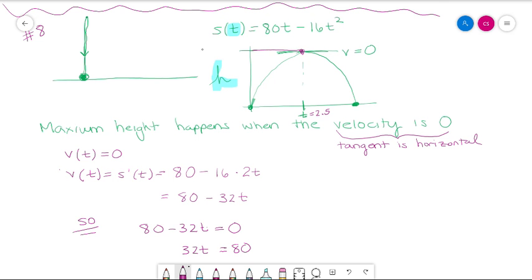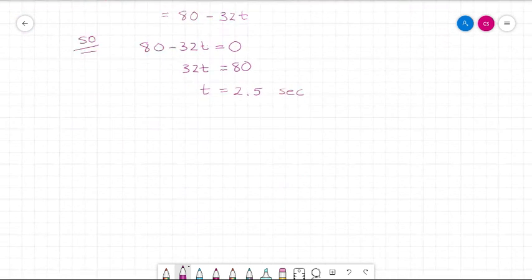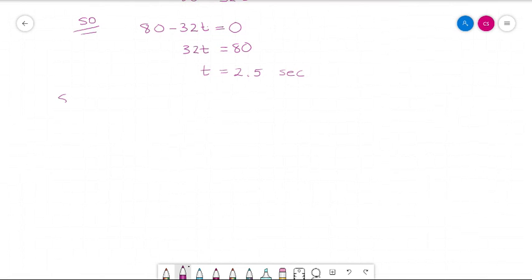Okay, so that maximum height is going to be the position function after 2.5 seconds. Okay, so we have two functions going on at the same time. Okay, so the maximum height occurs at t equals 2.5 seconds.